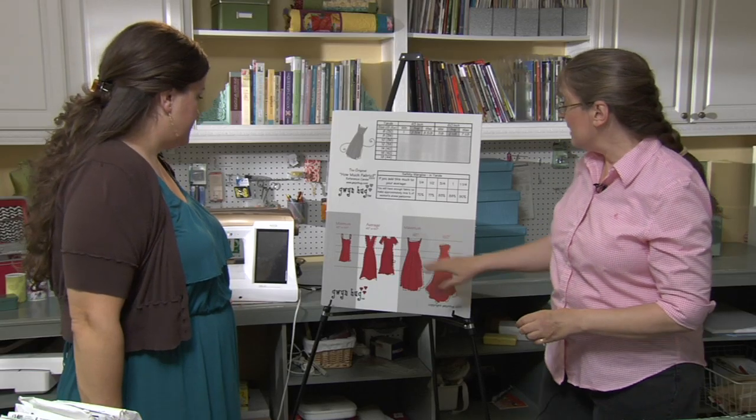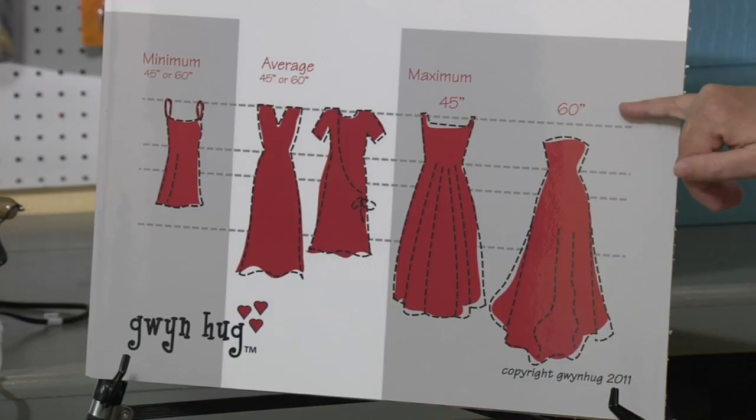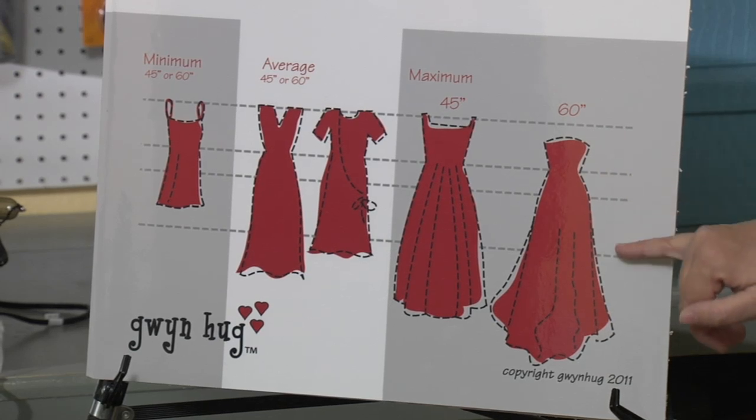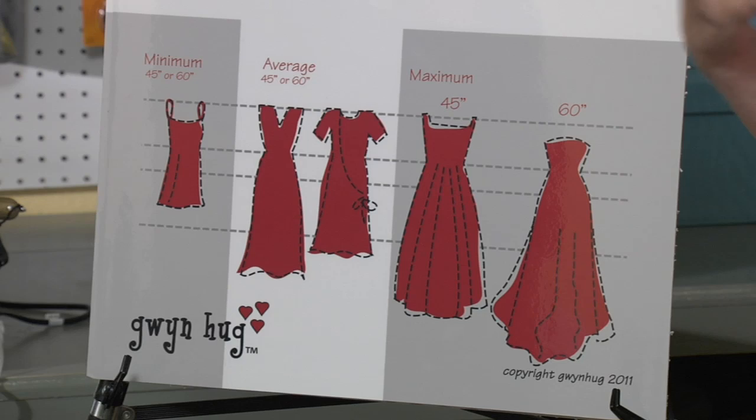The last main piece is a series of sketches, and they're really just designed to give you a little bit of an idea of what a minimum dress might look like, or an average, or a maximum. You want to see how much they cover you, how long, how full they are. The lines show your shoulders, waist, hips, and knees, and it's just to kind of give you a sense of how much the fabric will cover.